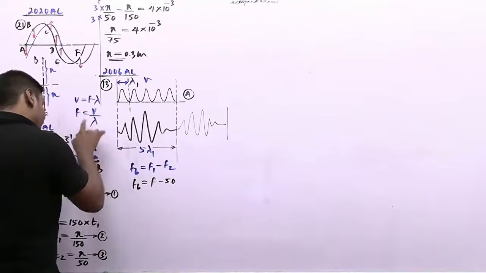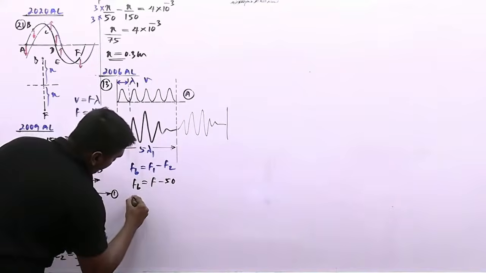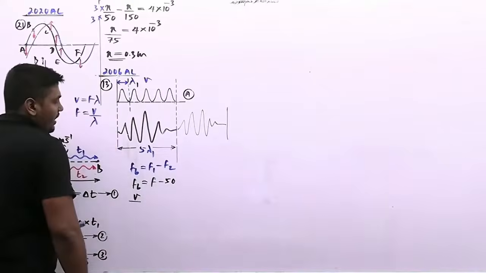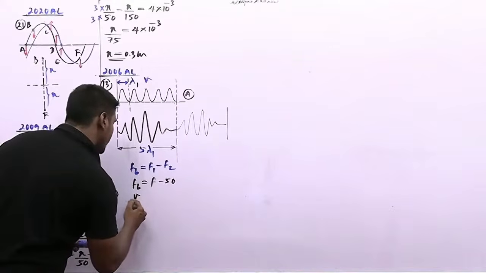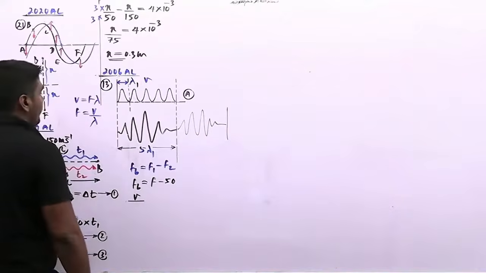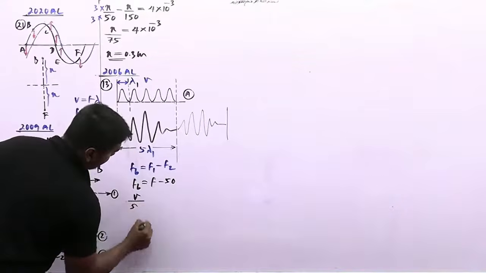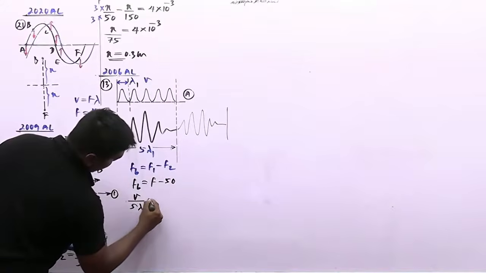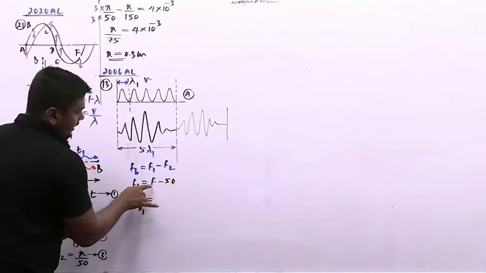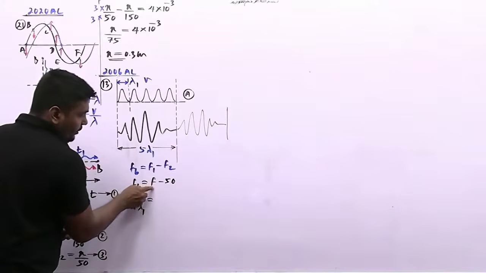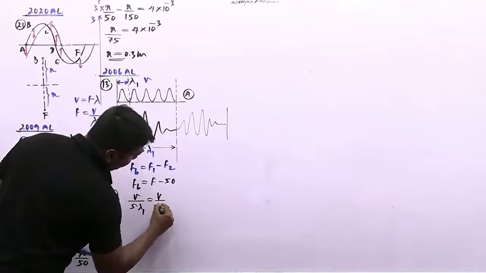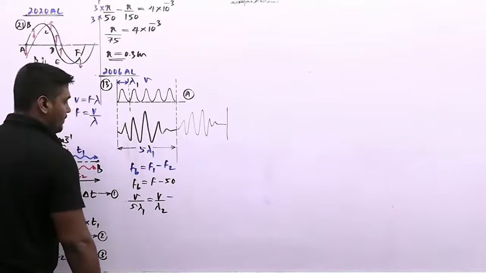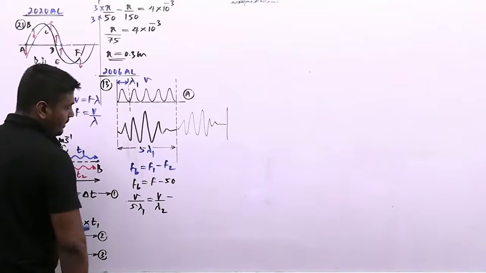Then we can write it as V over lambda. Lambda is going to be 5 lambda 1. F means the sound 2 frequency, V over lambda 2, minus the other.